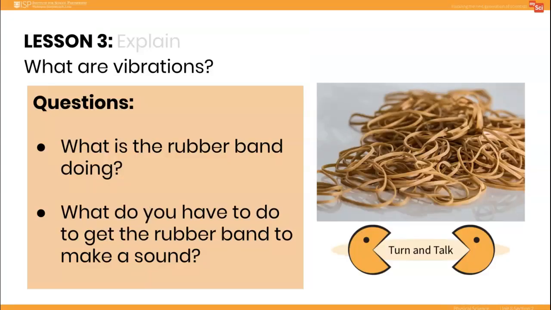In the explain portion of this lesson, you'll ask students, what is the rubber band doing? And then you'll explain to students that the rubber band is making vibrations. You'll then ask students, what do you have to do to get the rubber band to make a sound? You'll explain to students that the plucking is actually exerting a force on the rubber band that causes it to vibrate.